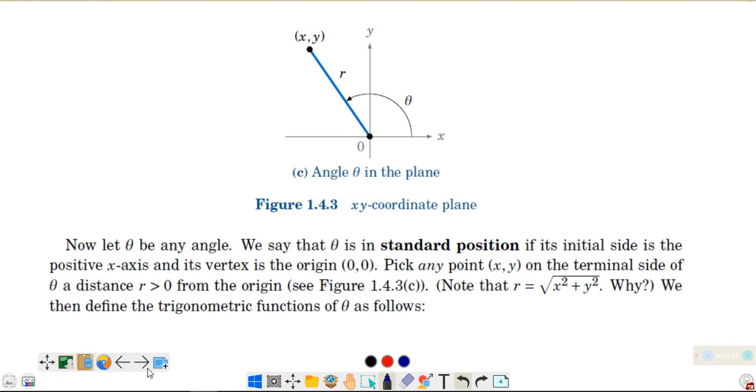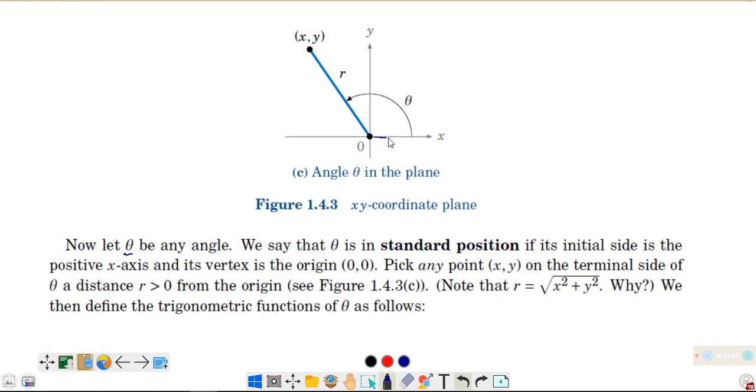Now, let theta, yan, nagamit na ulit tayo ng mga Greek letters. So, this is called theta. May cheat sheet tayo dun sa preliminary chapter ng book na isinend ko sa inyo. Pakitingnan dun yung table ng mga pangalan ng Greek letters. So, this is theta. Let theta be any angle. We say that theta is in standard position if its initial side is the positive x-axis and its vertex is at the origin 0, such as this.